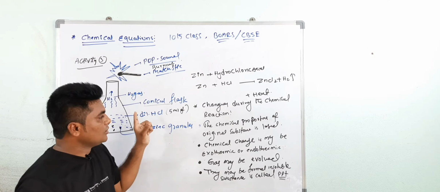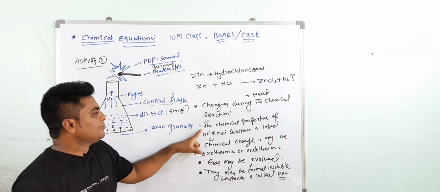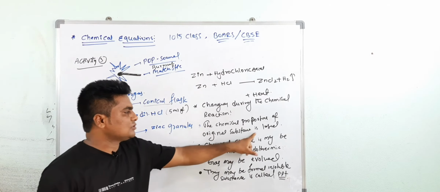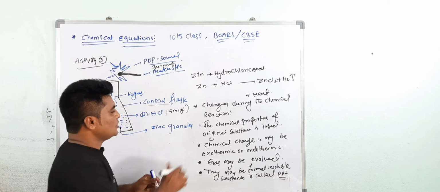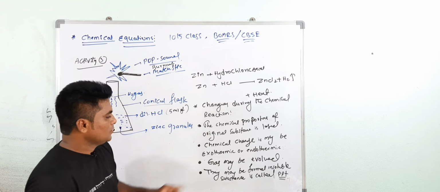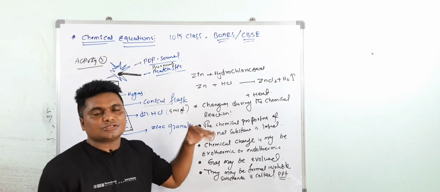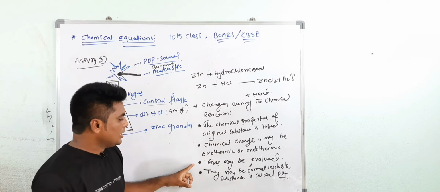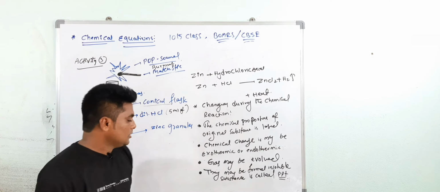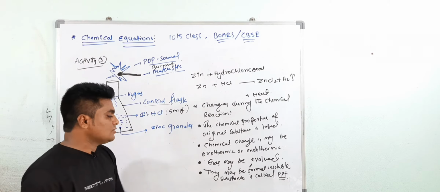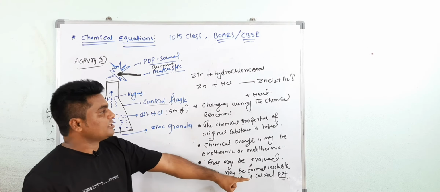The first change is what? The chemical properties of the original substance are lost. And second, the chemical change may be exothermic or endothermic. It means energy is evolved or absorbed. And the third is gas may be evolved. And the fourth is they may form an insoluble substance called a precipitate.